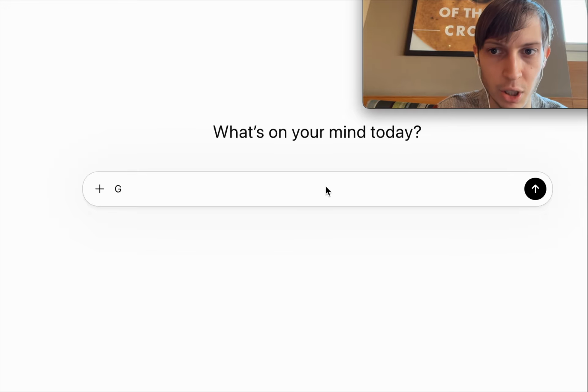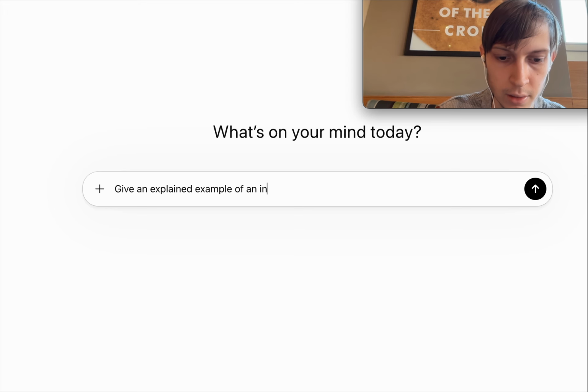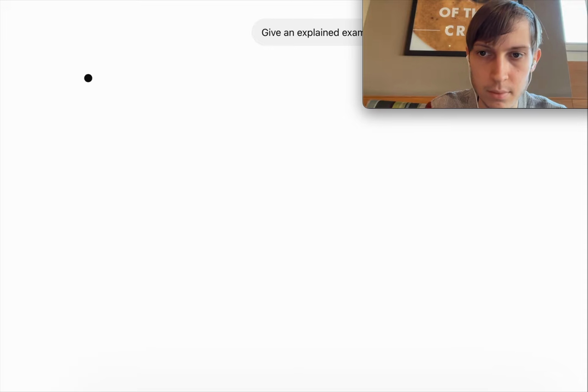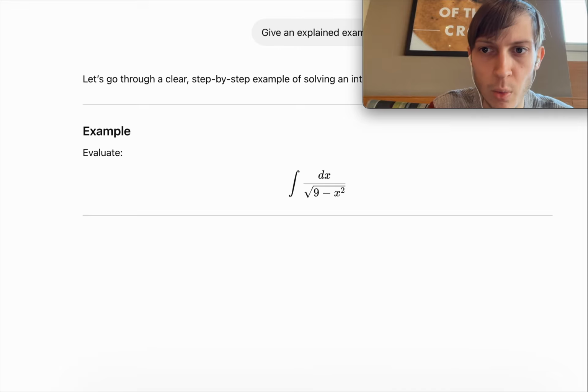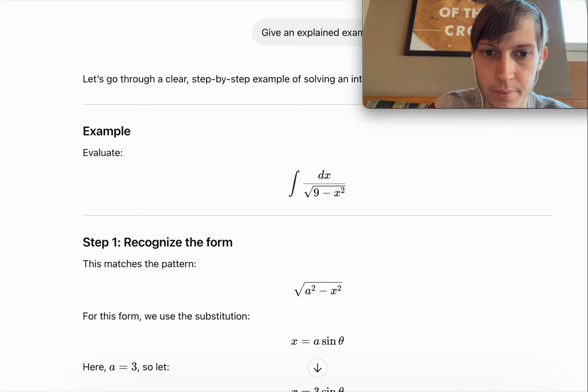So let's ask chat a bit about it. Give an explained example of integral solution using trig substitution. So this is a well-known technique for solving integrals.